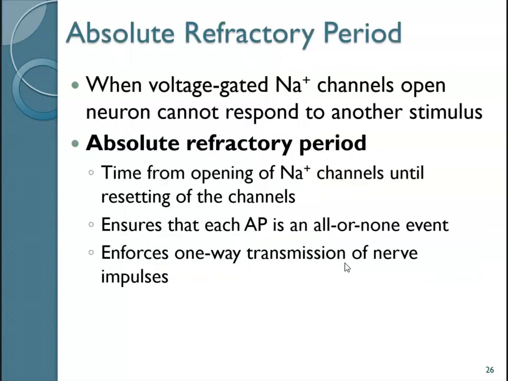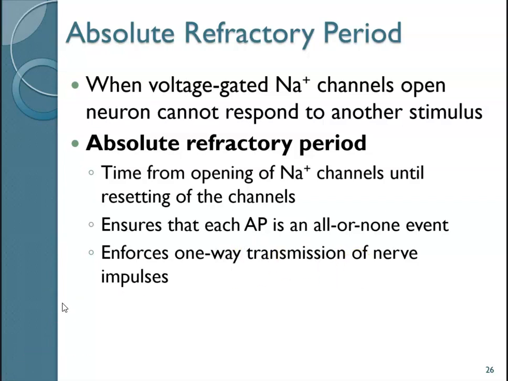So we have something called absolute refractory period. This is a time when no stimulus will result in an action potential. So this is because of the sodium channel having those inactivation gates. Okay, because those inactivation gates are closed, they cannot be triggered.